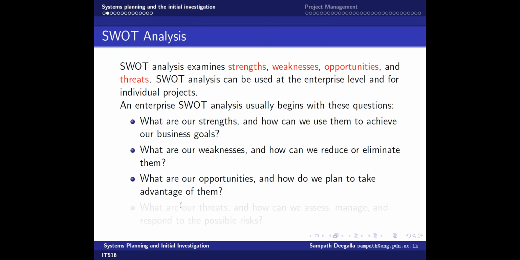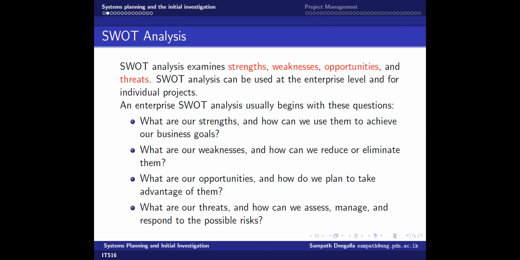So which I think is very useful. And finally, what are our threats? And how can we assess, manage, and respond to those possible risks? Now, in these early days, private universities are popping up, and everybody can get an equal opportunity. So now it's not like we can simply maintain our stand. Right now we are number one, but how do we maintain that? So threats are coming in, and we have to assess what kind of threats we are getting from the outside. I think this is one way to look at the case.